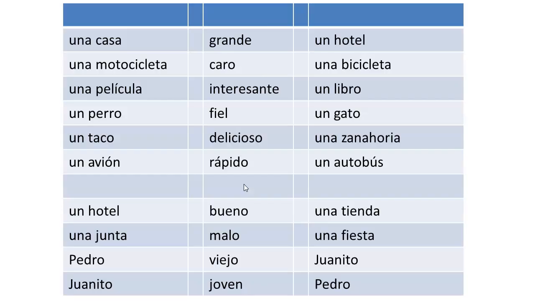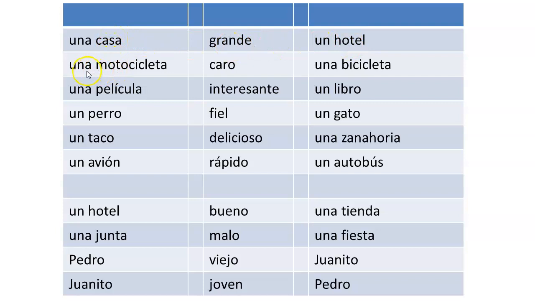Okay, so at this point, if you have some nouns and a few adjectives, you should be able to start comparing them. So let's just do a few more examples very quickly here. A house is bigger than a hotel, or a hotel is bigger than a house. What would you say here? For this one, I would say una casa es menos grande que un hotel. It's literally less big than, which means smaller. So una casa es menos grande que un hotel. I could do it the other way and say un hotel es más grande que una casa.